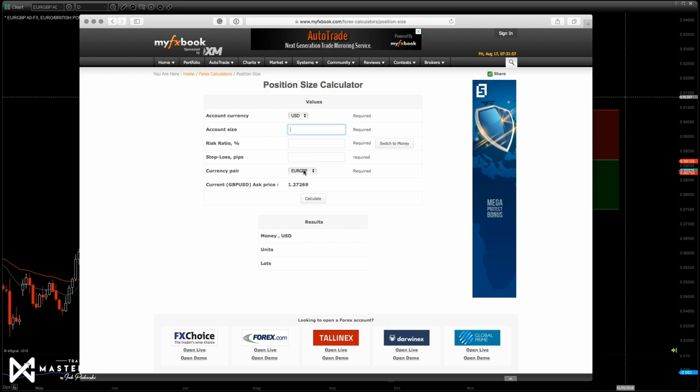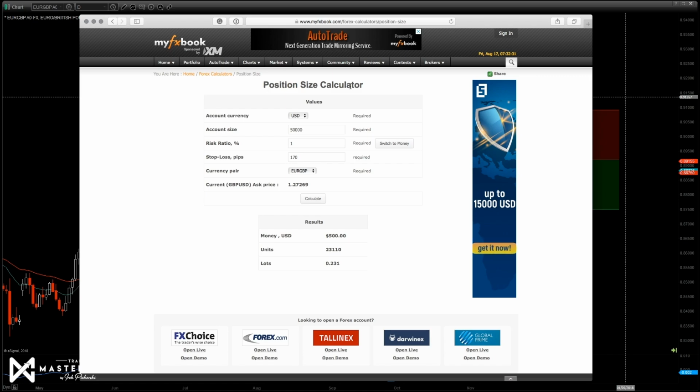So this is a euro pound position. We have a euro pound currency pair selected. Look how easy it is. My account size is 50 grand. My risk is 1%. My stop loss is 170 pips. Boom, calculate. Now money risk is $500. The units that I'm supposed to buy or sell is 23,100. The lots is 0.23. Done, period. Easy, simple. Using a position size calculator is the easiest way to do it.